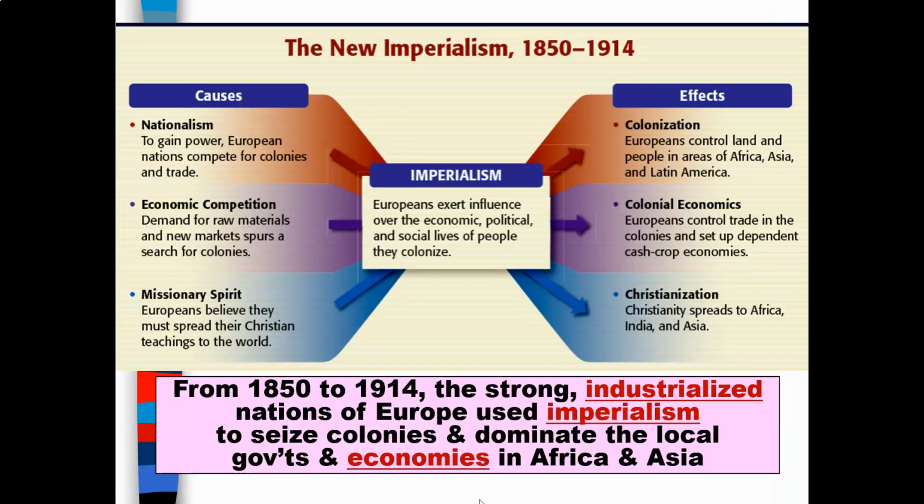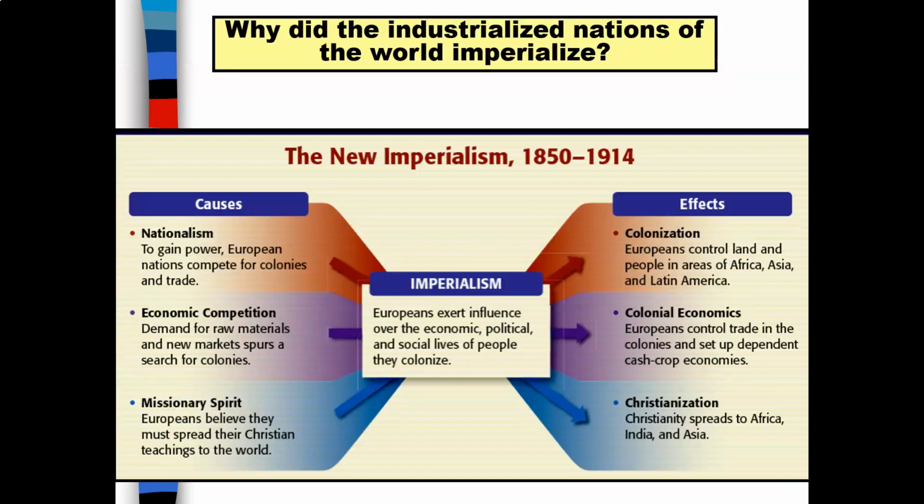From the year 1850 all the way to 1914, the strong industrialized nations of Europe used imperialism to seize colonies and dominate the local governments and economies in Africa and Asia. But what is imperialism? Imperialism is basically Europeans exerting influence over the economic, political, and social lives of people they colonize. In this particular presentation, we're looking at Africans as well as Australia and India.